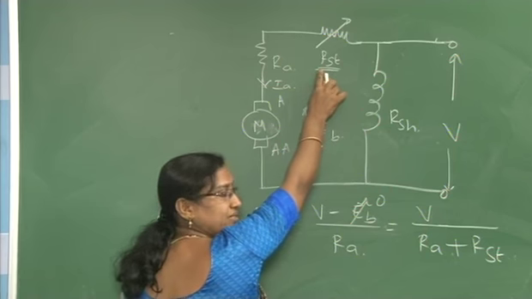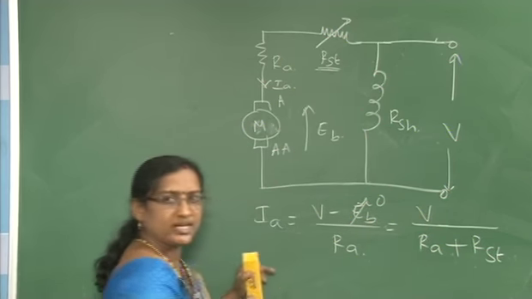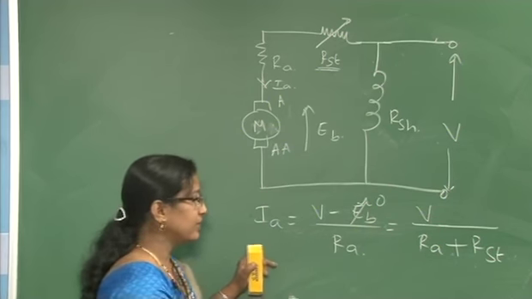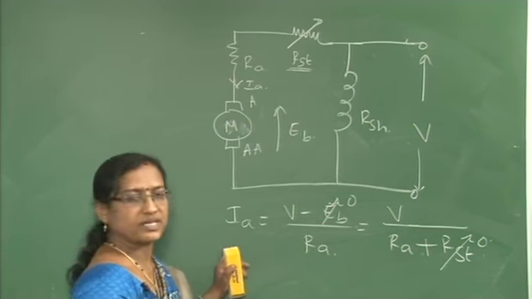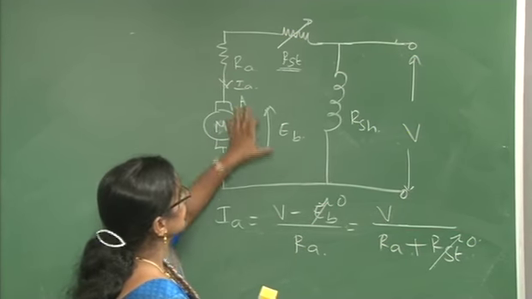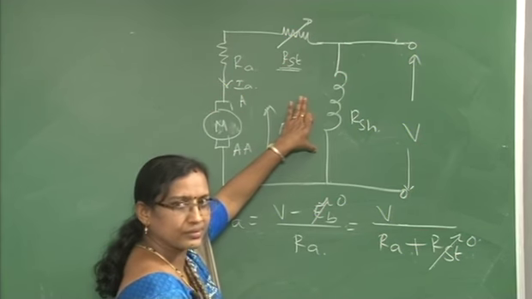This is a variable resistor. At the starting, this will be maximum. When the motor picks up its full speed, what will happen? This is going to be cut out. This will become 0. Okay, this is how you protect the motor windings in the case of a shunt field winding.